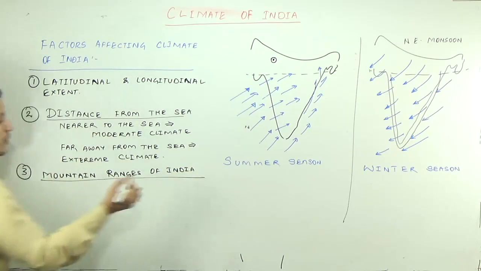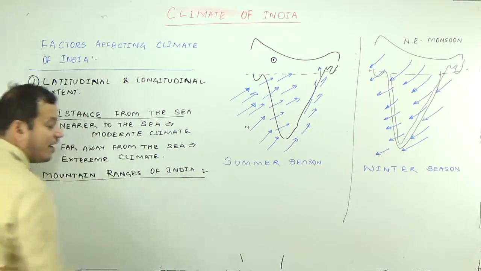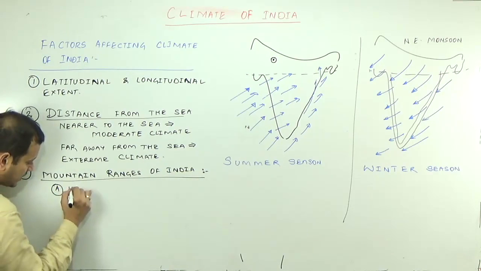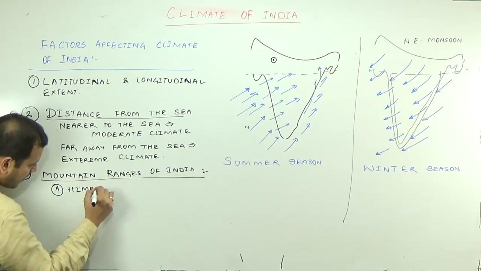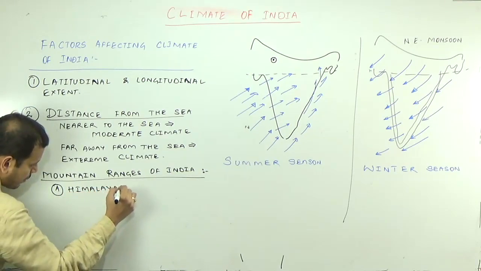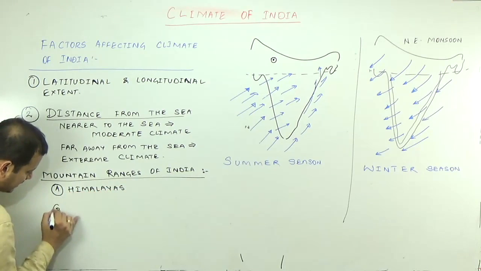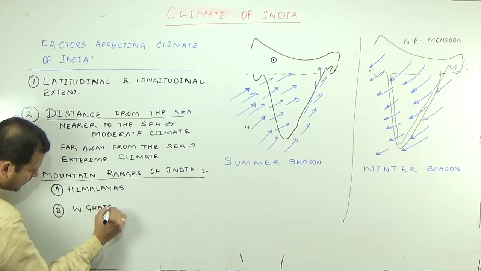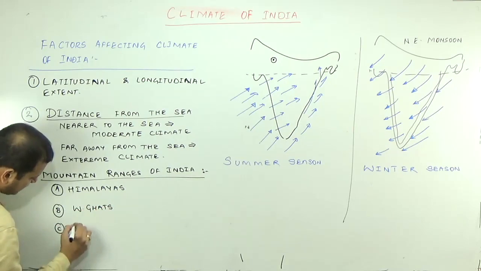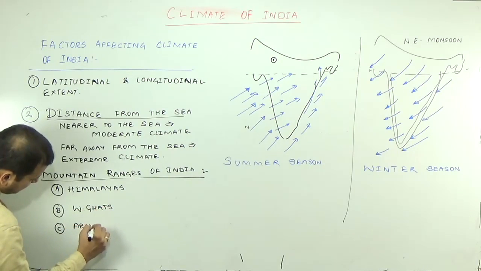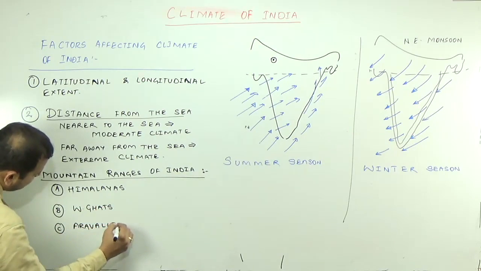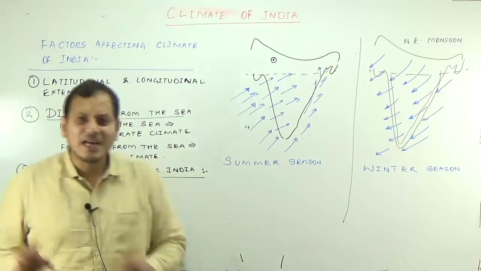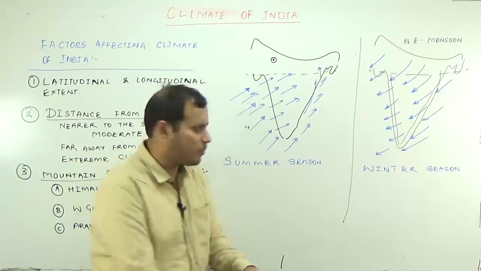Now, how do the mountain ranges of India affect the climate of India? We have three mountain ranges. One is the Himalayas. Second is the Western Ghats. Third is the Aravalis. Though yes, Ajanta is there, Satpura is there, etc., but I am doing only from the exam point of view.